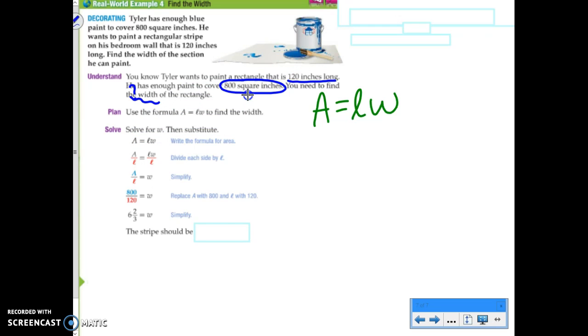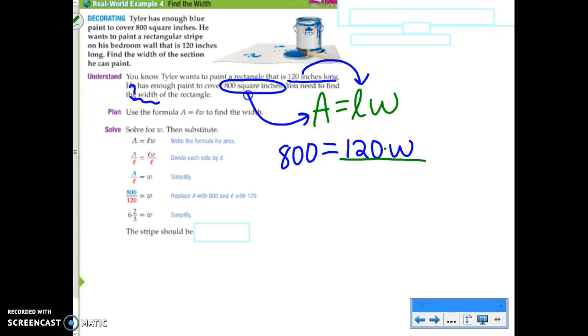Okay, so right now, let's plug in what we know. We said it was 120 inches long, and it was 800 square inches. So the total area was 800, and that has to equal the length, which was 120 inches, times W. And now, since this is just a one-step equation, you should understand that that's 120 times W. To get W by itself, you have to divide by everything except for W. So I divide both sides to balance my equation by 120. And 800 divided by 120 is going to give me 6 2/3.